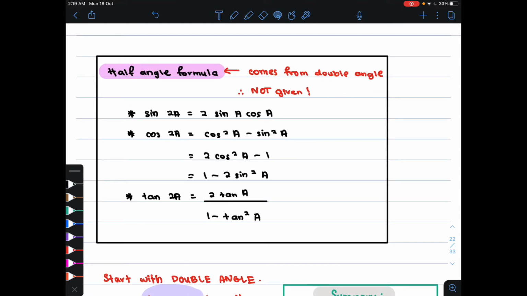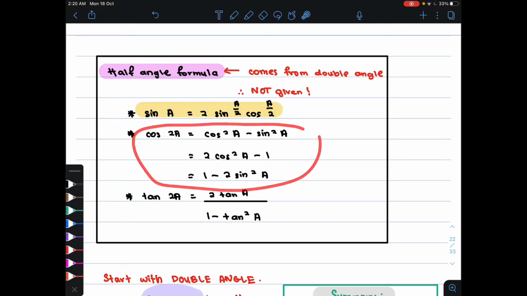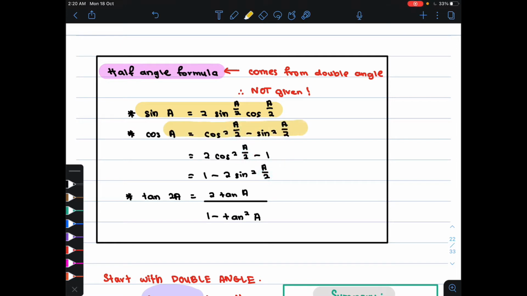So here are all the double angle formulas. Look at the angle and then divide the angle by 2. So 2A becomes A, and A becomes A over 2. For the double angle of cos, divide all the angles by 2 as well. So this is A and the rest of these are A over 2. So that's how you find the half angle for cos.